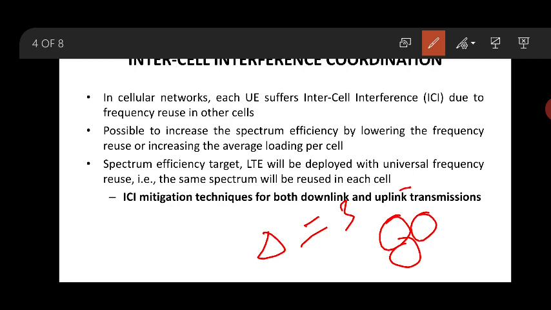Now, something like this: here 1, 2 and 3. This is 1, 2, and I should have a 3. We call this the reuse distance, from 3 to 3. If at cell number 1 you are getting the same frequency from this third cell and this one also, I hope you understood. Here at cell number 1, you are getting a signal from both the third cells. They may cause inter-cell interference.